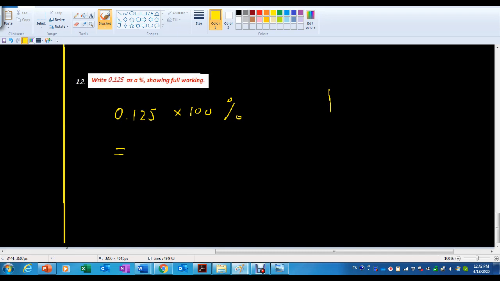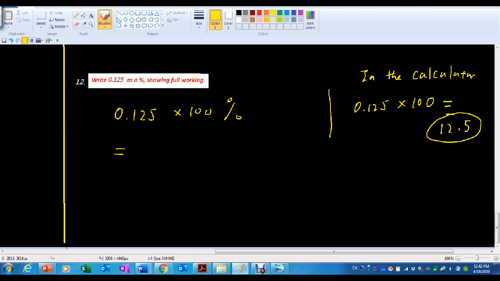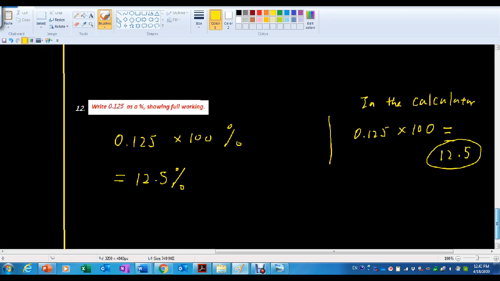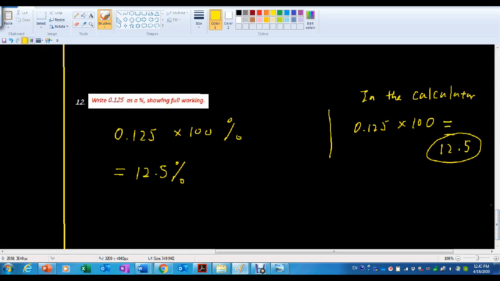In the calculator, you do 0.125 times 100 and equals, and you will see the answer will be 12.5. So that would be the answer in the calculator. You write 12.5 here, but for your answer on paper you have to add that percentage sign over here, otherwise it's wrong, because you are going to convert that into a percentage. So that's 12.5%. That would be the answer. Make sure you understand this.